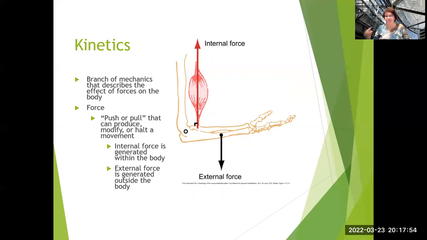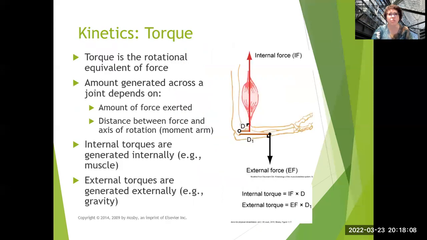A lot of times when we're doing lever problems in this class, we're talking about the internal force being the muscle and the external force being gravity acting on the body segment. That is really commonly what we are talking about. Torque is the rotational equivalent of force. It's rotational force is what it is. The amount of torque generated across a joint depends on the amount of force exerted and the distance between the force and the axis of rotation. The distance between the force and the axis of rotation is known as the moment arm.